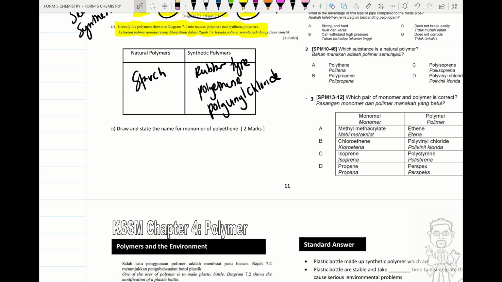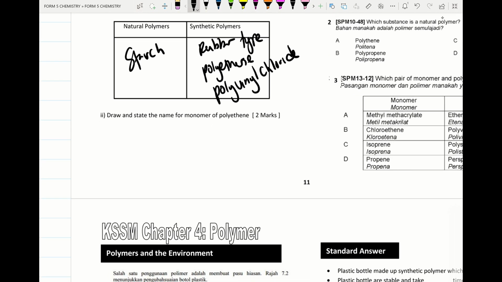Draw and state the name of the monomer of polyethylene. The name of the monomer of polyethylene is known as ethene. We need to draw the structural formula of the monomer of polyethylene. So we draw C double bond C, then I put the hydrogen atoms. This is the structural formula of the monomer of polyethylene.